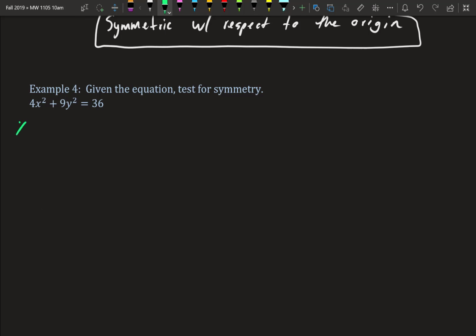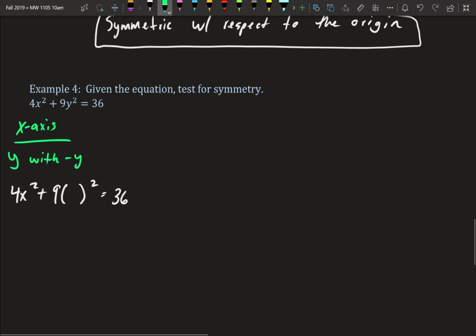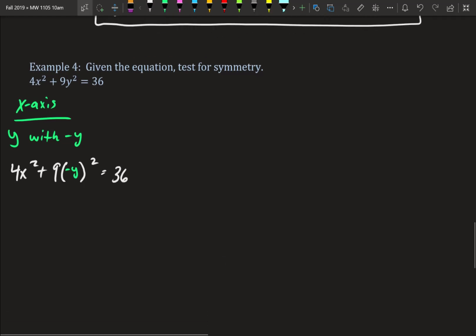So we have to test all three. We have our x-axis. So for our x-axis, what are we gonna switch? What's the opposite of x? It is y. So we're gonna switch y with negative y. So we have 4x squared plus 9y squared equals 36. And in that parenthesis, we're going to put negative y. So what's negative y squared? It is positive y squared. So we'll have positive y squared equals 36.